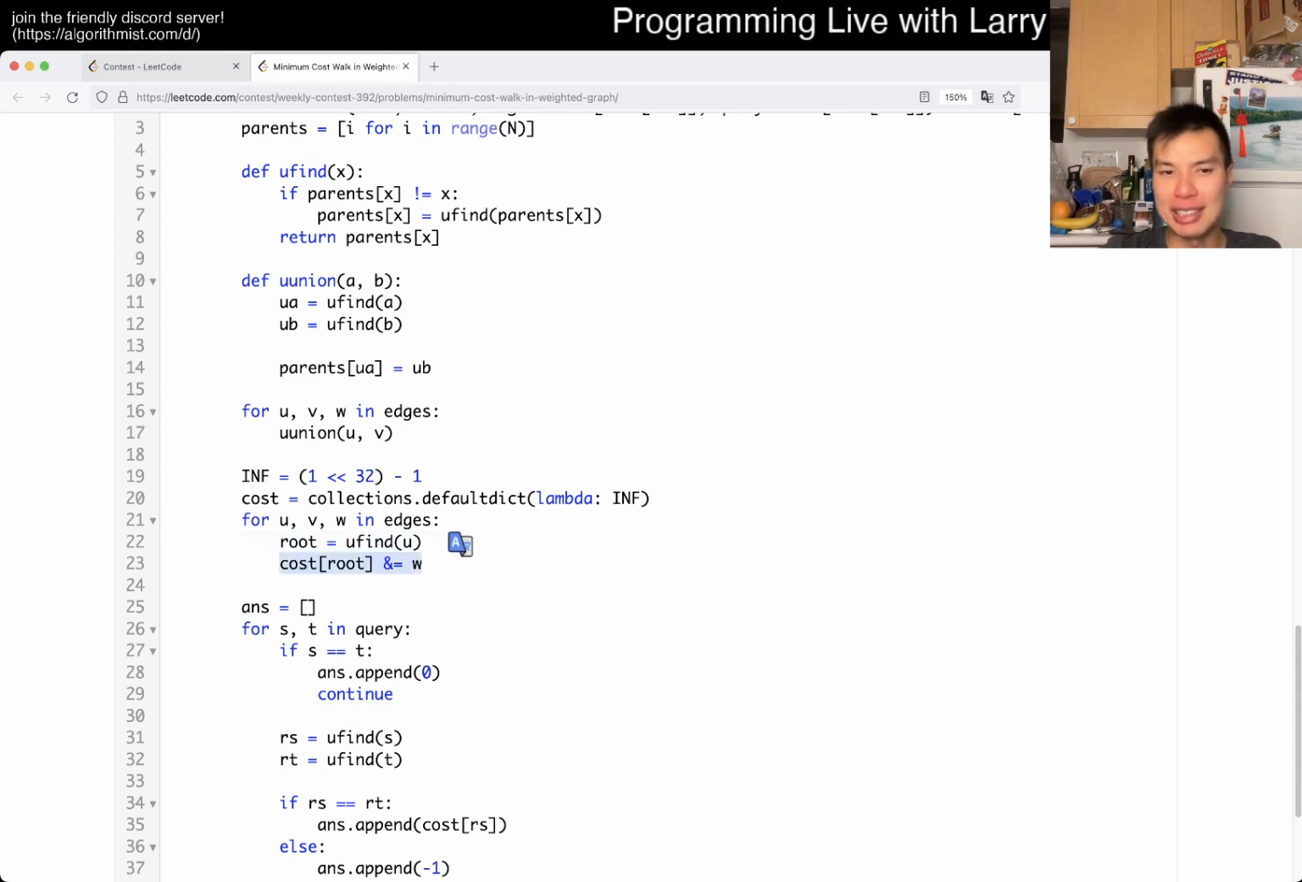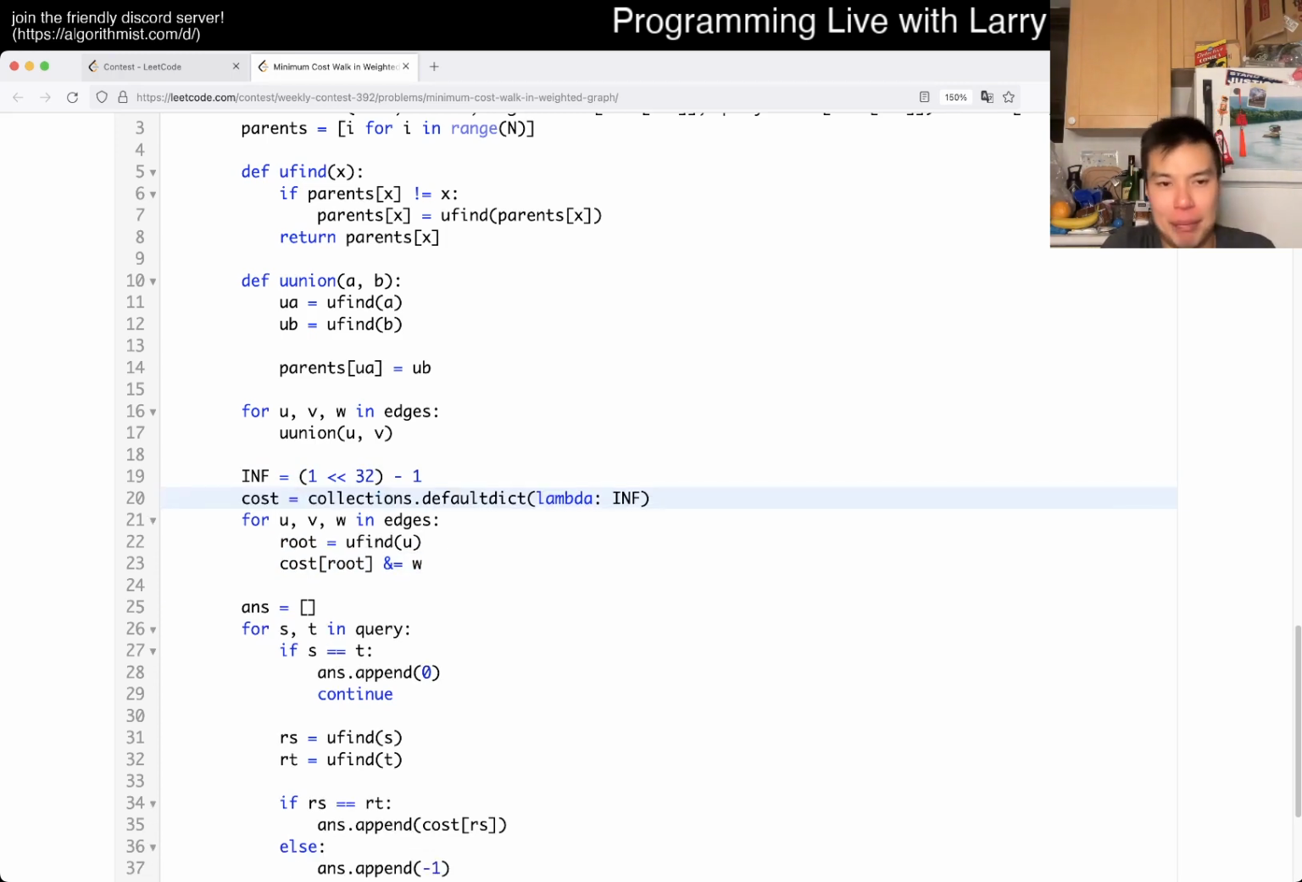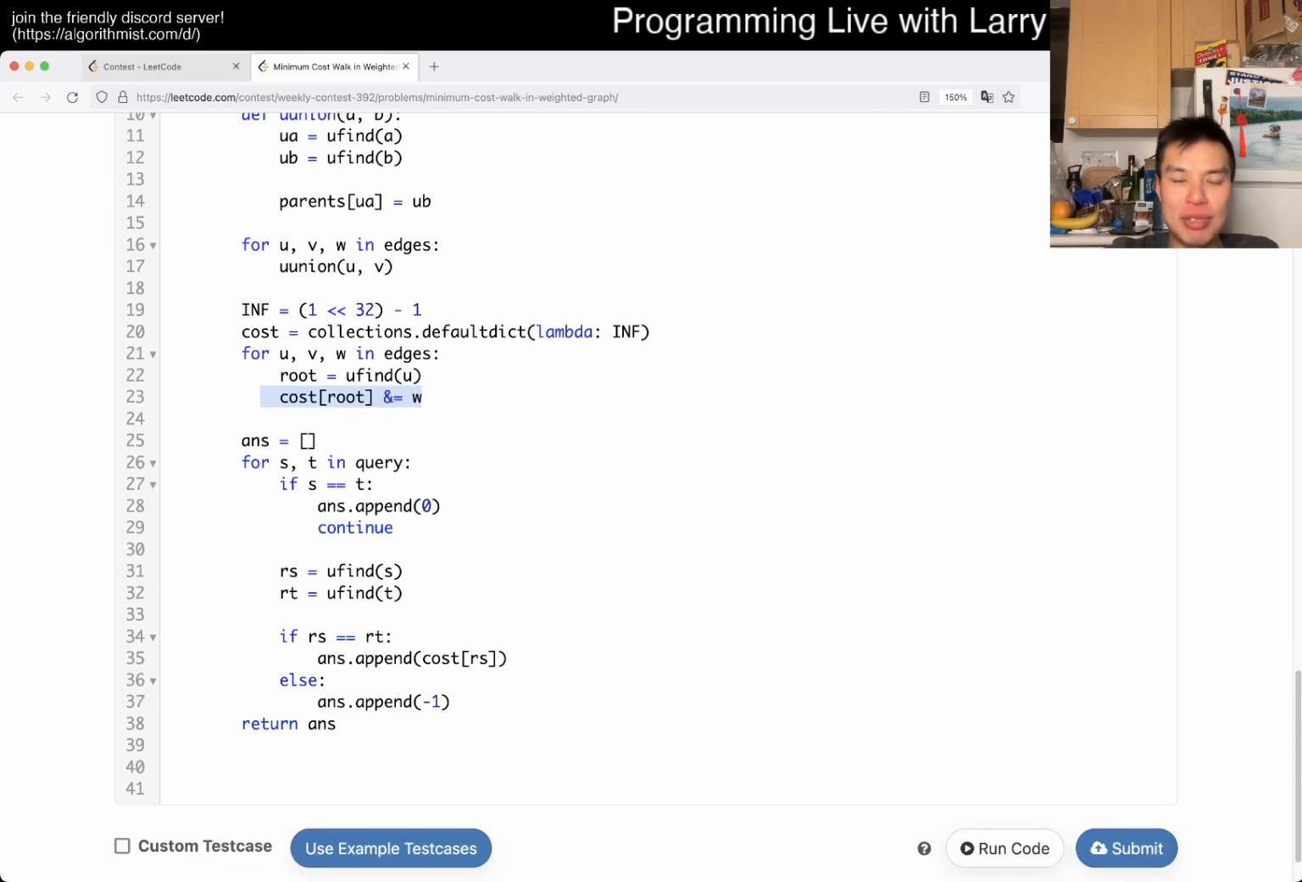And the reason why I chose this infinity is because if you look at this infinity, this is just all ones, right? So when you bitwise AND a number, this number will just go down. So that's basically why I chose this infinity and not just a random big number. And then this basically gives us the cost for every component. And with that, we can just do the query.